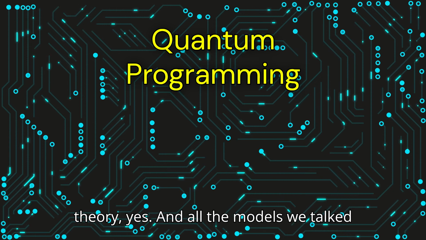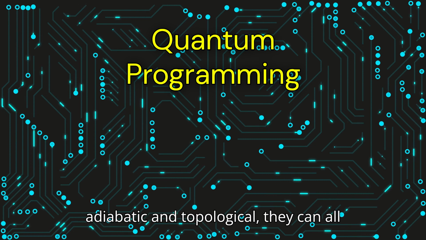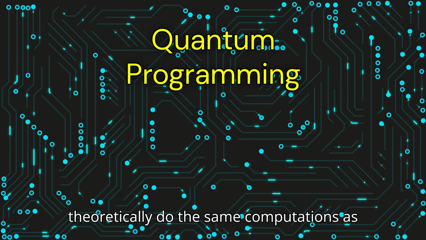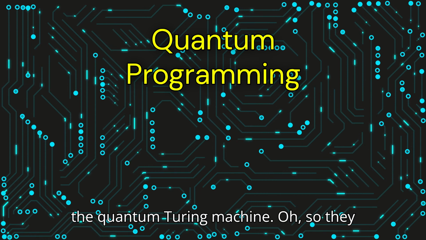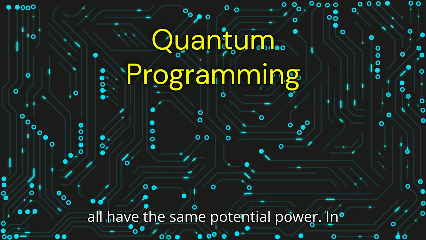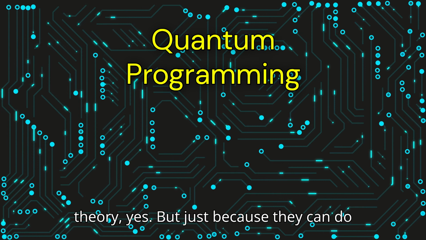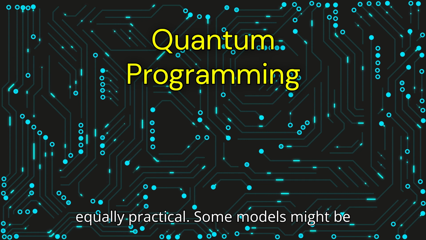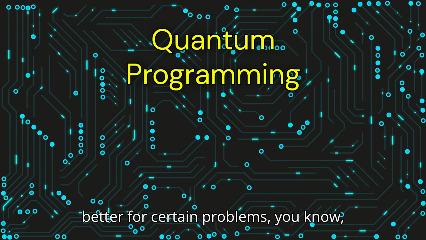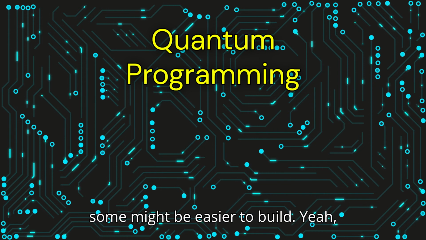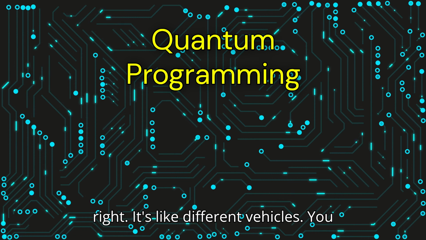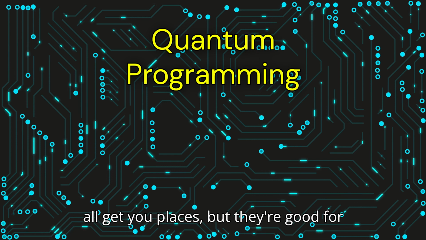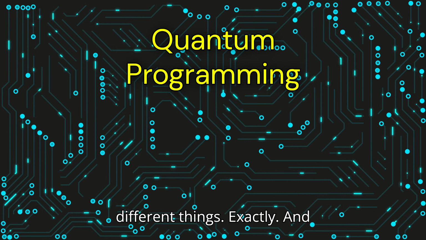And all the models we talked about, gate arrays, measurement-based, adiabatic, and topological, they can all theoretically do the same computations as the quantum Turing machine. Oh, so they all have the same potential power. In theory, yes. But just because they can do the same things doesn't mean they're all equally practical. Some models might be better for certain problems. Some might be easier to build. Yeah, right? It's like different vehicles. You have a car, a truck, a plane. They can all get you places, but they're good for different things.